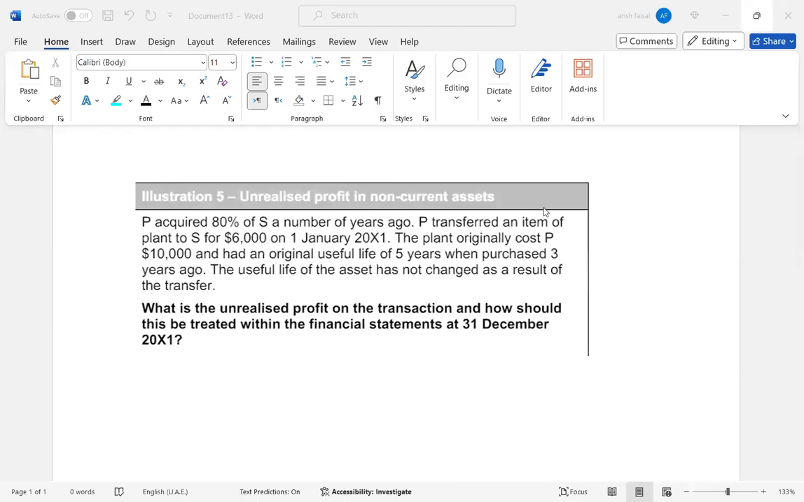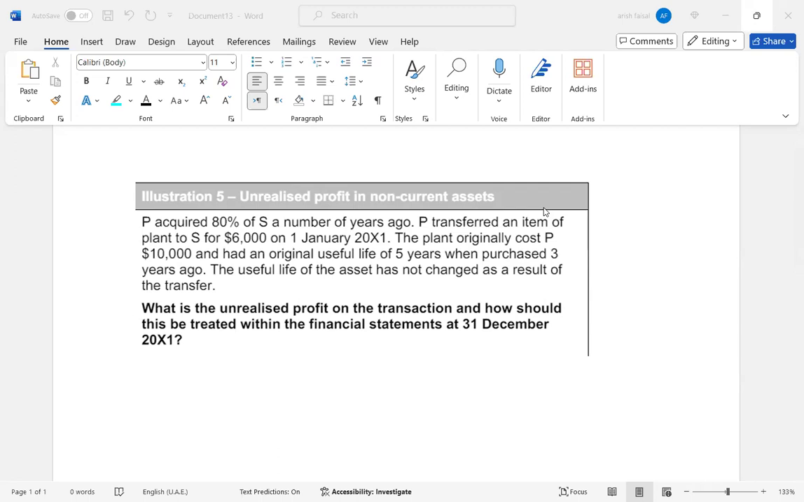Okay, so in this video, what we'll be considering is how to calculate the unrealized profit if you are selling a non-current asset, as in the parent is selling it to the subsidiary or the subsidiary is selling it to the parent. In the previous video, we talked about the case of a sale of inventory, okay?